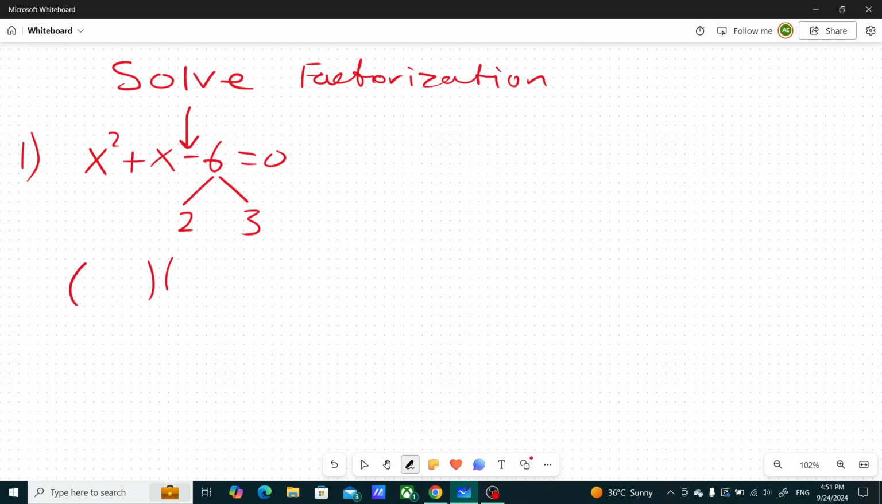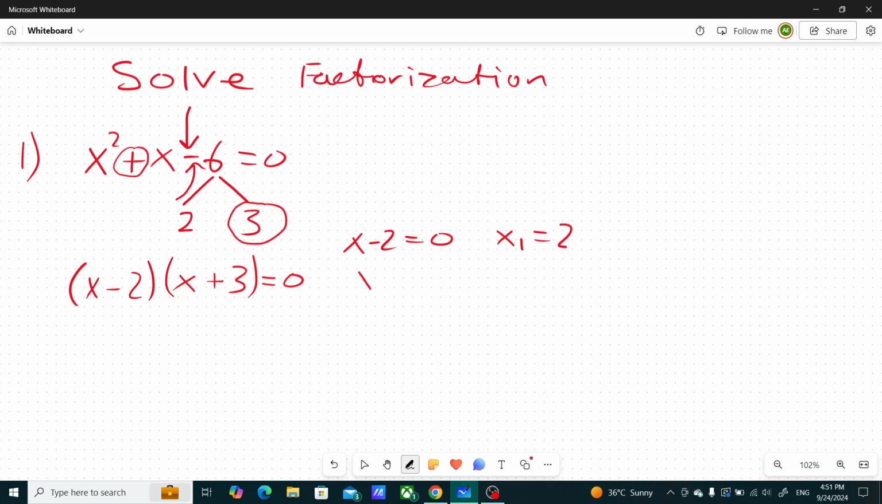So I will open my bracket, I will put my first x, second x, I'll put my first factor and the second factor. Again, I will look at this sign. Since it's a minus sign, the bigger factor will win the middle sign. So the bigger factor is 3, it will win the middle sign, which is plus. So the 3 is going to take the plus and the other one is going to take the minus. This is equal to 0, so I have x minus 2 equals 0, giving me an x1 of 2, and then x plus 3 equals 0, giving me an x2 of minus 3.